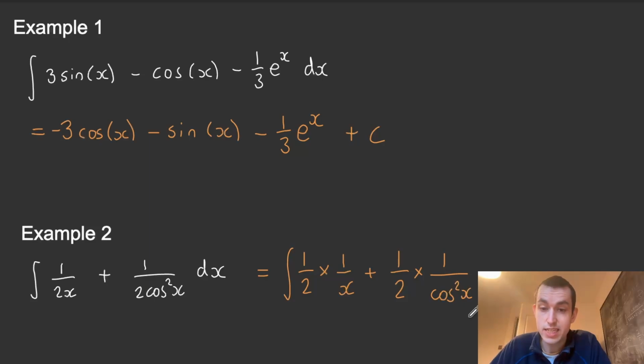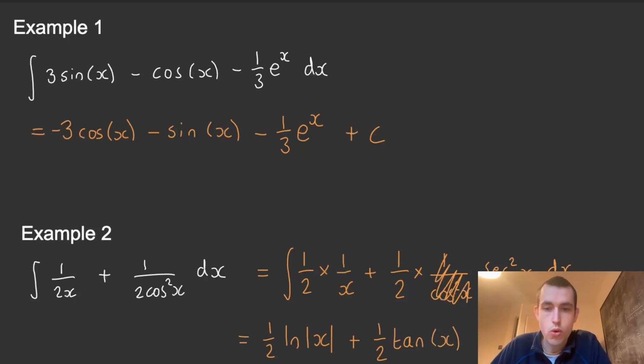You need to know your second year identities here because 1 over cos squared is sec squared. And that's good because that's one of the integrals that we saw above. So let's integrate 1/2 times, what's the integral of 1 over x? It's ln modulus x, plus another half times, what's the integral of sec squared x? That's tan of x. What are we missing? Plus c.